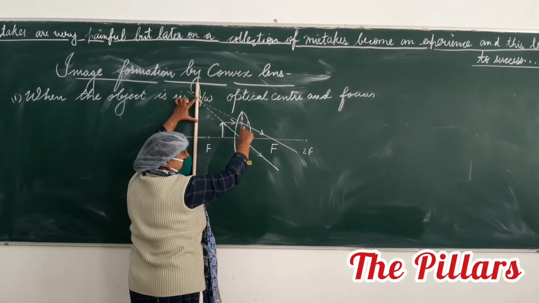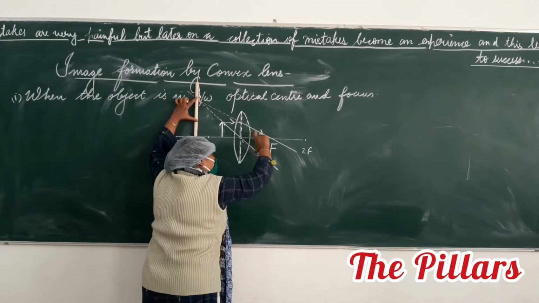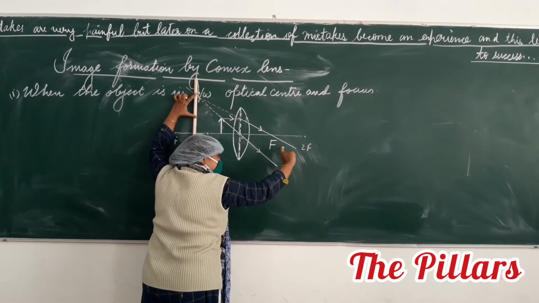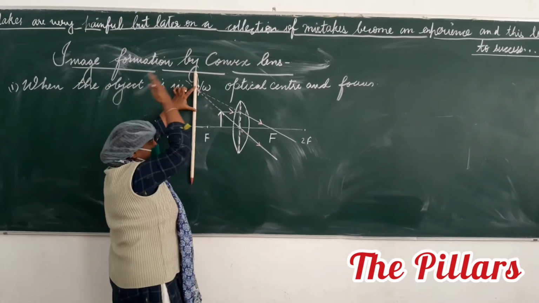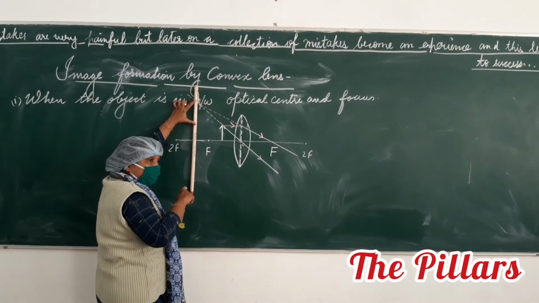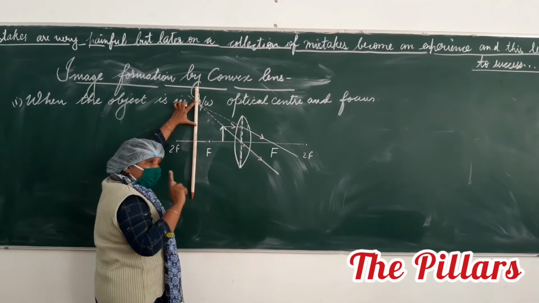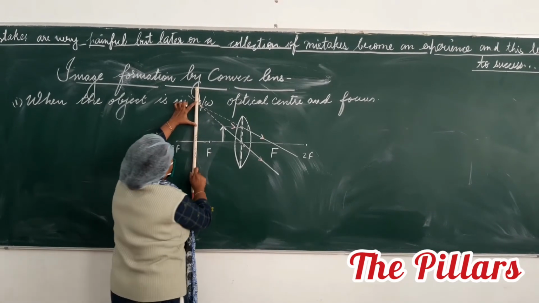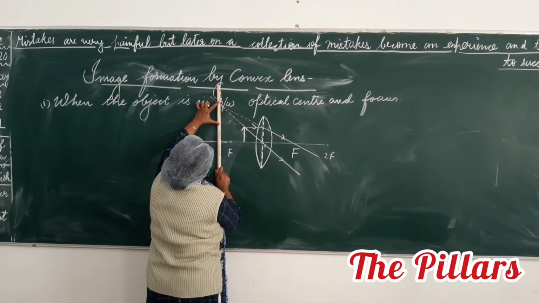So see, look here. If you produce these rays here, they will not meet each other. But if you produce them to the backside, they will meet each other. And when they meet each other, what will happen? The image will be formed.